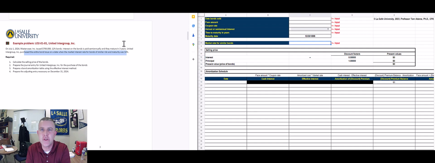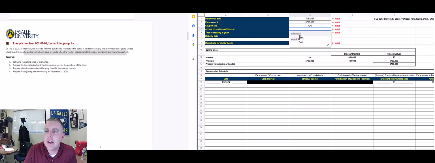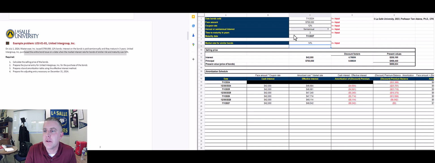All right, now this spreadsheet is set up to do that for you. So if you go over here to the spreadsheet, these bonds are being sold on July 1st, 2024, and the face amount of the bonds is $700,000, and the coupon rate is 12%, and these are paying interest semi-annually, and the time to maturity in years is 3. The market rate for similar bonds is 14%. And then this spreadsheet does everything for you. It calculated the selling price, and it created the bond amortization table. All right, but let's take a look at what it did.